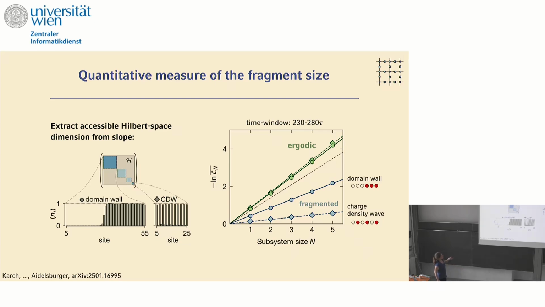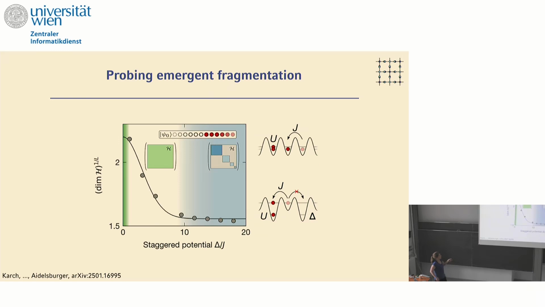And this is just a schematic showing that the domain wall lives in this large fragment and the charge density wave is essentially a frozen state. And here, this is exactly what I wanted to highlight. We tune the staggered potential here, so it's the same fragmented Hamiltonian, but addressing the question, how large does this parameter have to be in order to enter this fragmented regime? And so I think there are a couple of interesting points to mention.